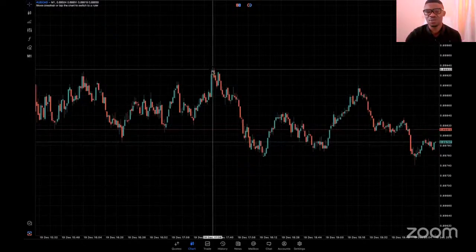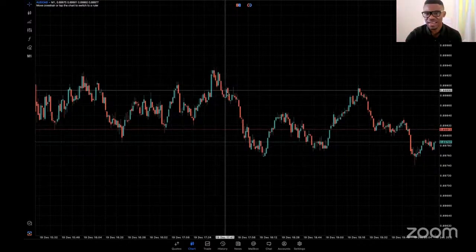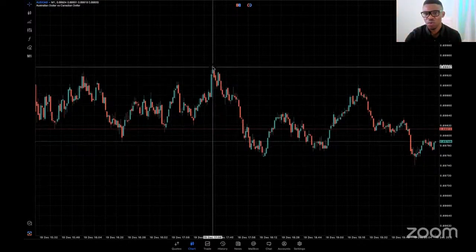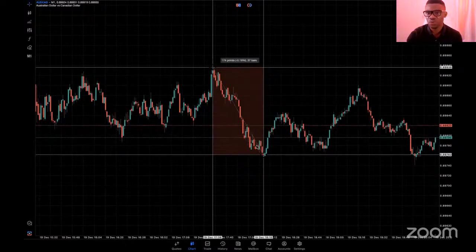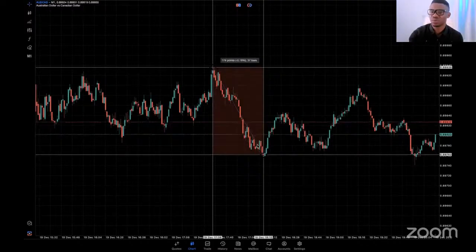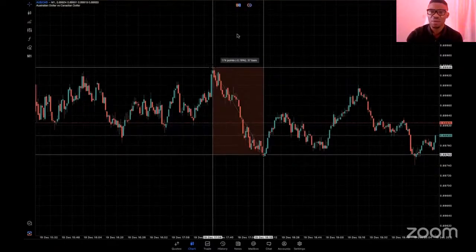If I want to count how many pips from here down to the bottom, when I click on it, I'll click here. It will tell me the difference. 174 pips movement from this top to this bottom. And it's telling me how many candles are involved from here to here. 37 candles. Bars, that's what they call them. So that is the advantage MT5 has, one of the advantages MT5 has over MT4.